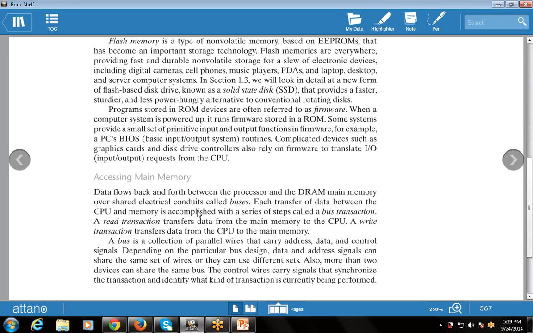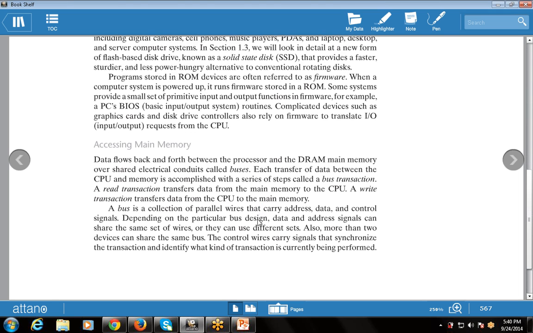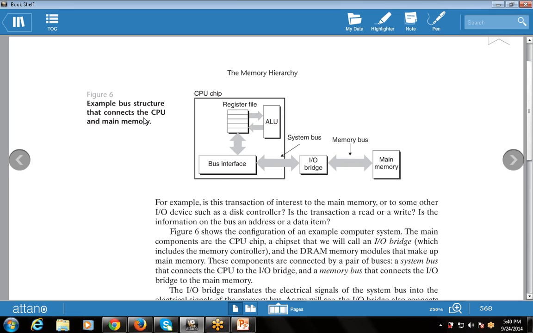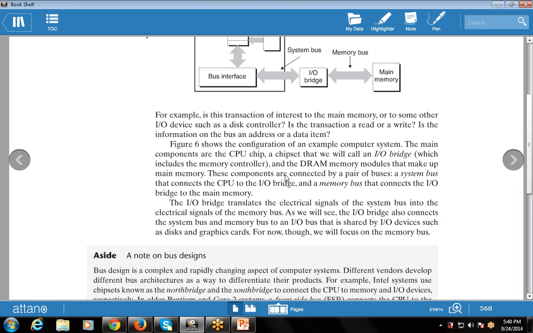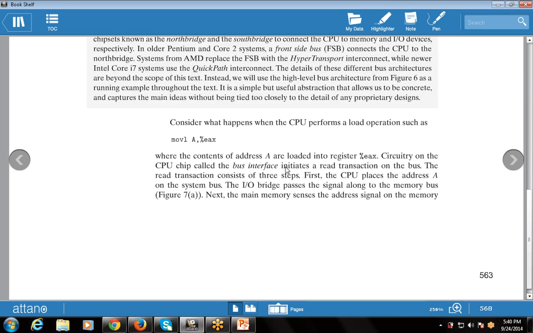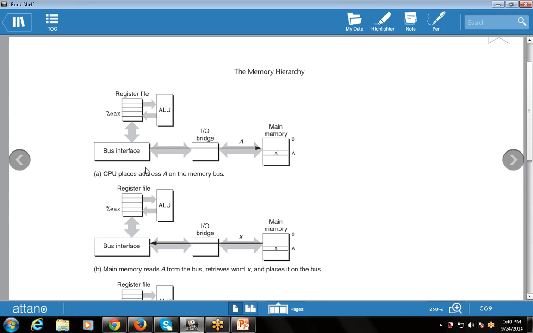Then how do we access the main memory? By using electrical conduits known as buses. Buses are used for communication from the CPU to the memory. This is the bus structure that connects the CPU and the main memory. These are the buses. This is a memory bus. This is the system bus. This is the bus interface.